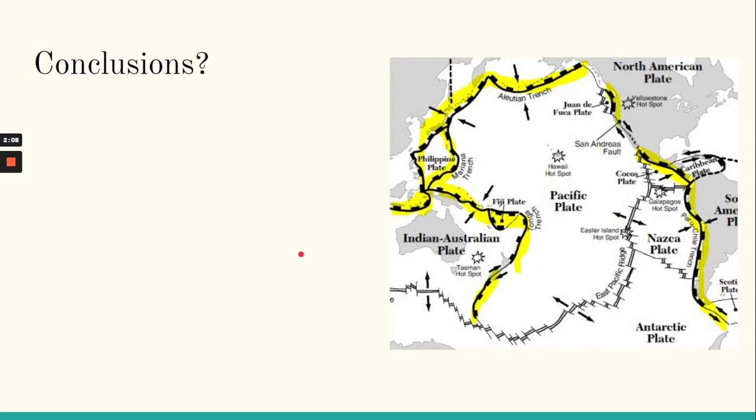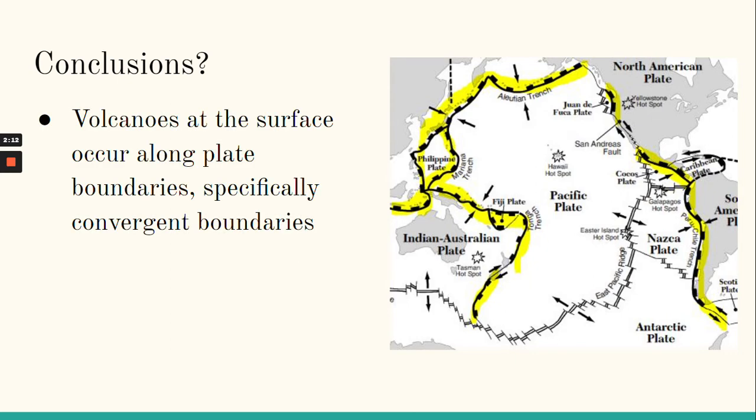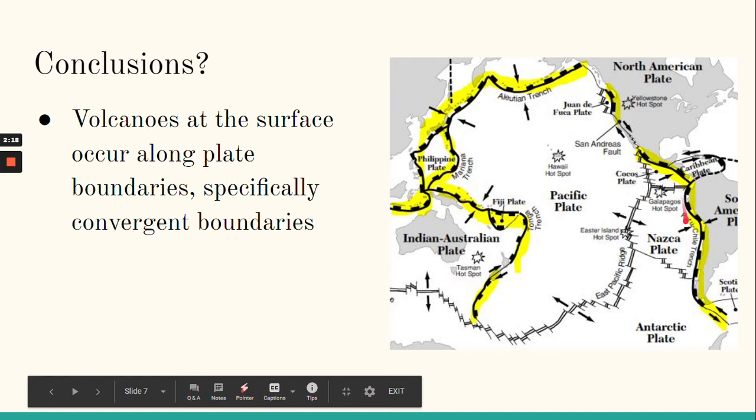So the conclusion we can draw from comparing these maps is that volcanoes at the surface occur along plate boundaries, specifically convergent boundaries. Here I have highlighted all of the convergent boundaries, and this really matches up well with that map of major volcanoes around the world.